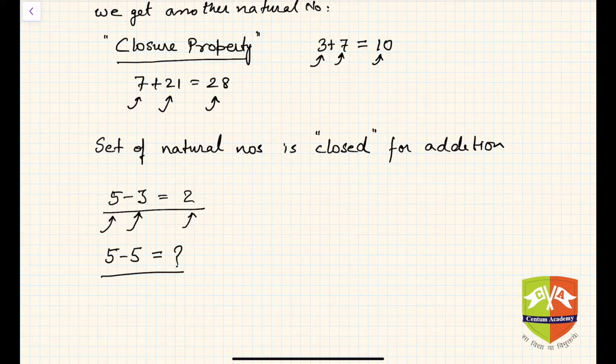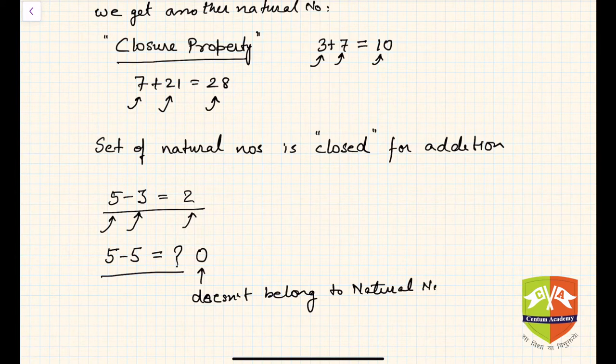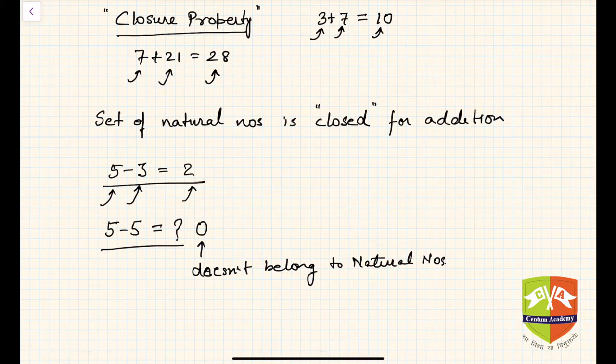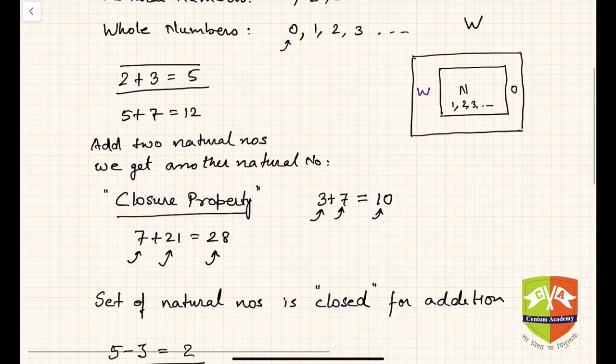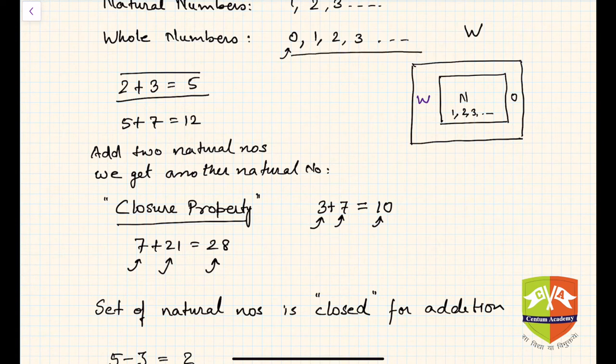What is the solution? So hence, if you know the history, Indians were the first people who came out with the concept of 0. So 5 minus 5 was now expressed as 0. But then this 0 doesn't belong to counting numbers or natural numbers, because you don't really count nothing, right? So hence when 0 was added to the set of natural numbers, we got a new set of numbers, majority of which was already known, which was called natural numbers. Now we are getting another set, and that set is called whole numbers, right?